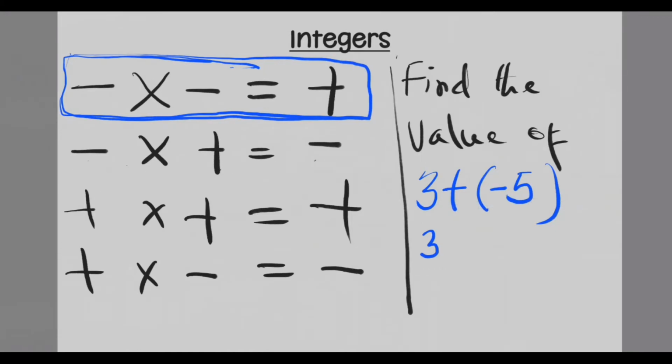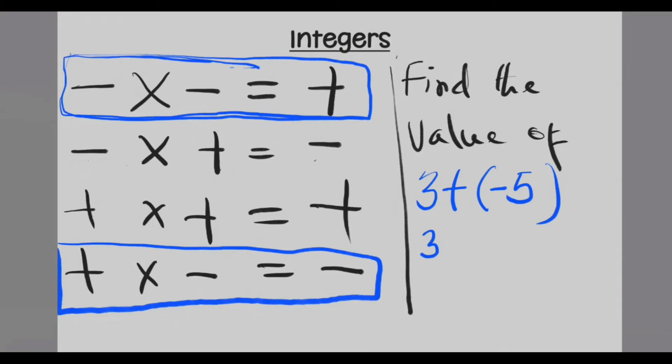And that is this rule right here, plus times minus. Plus times minus is going to give us a minus number. So when we expand this particular bracket, we're going to have 3 minus 5, because plus times minus is minus. So now we have 3 minus 5. 3 minus 5 is what? Minus 2. And how do we get minus 2?